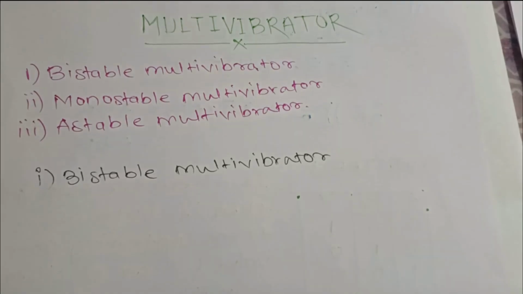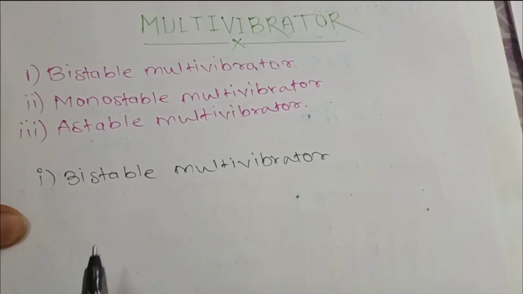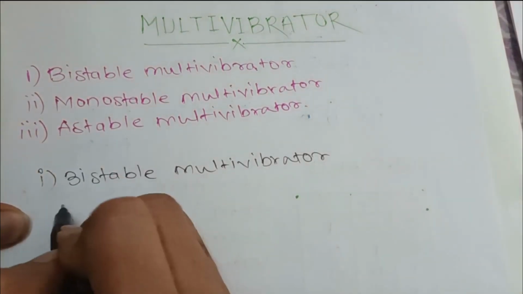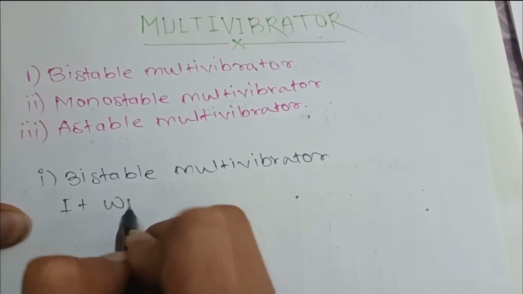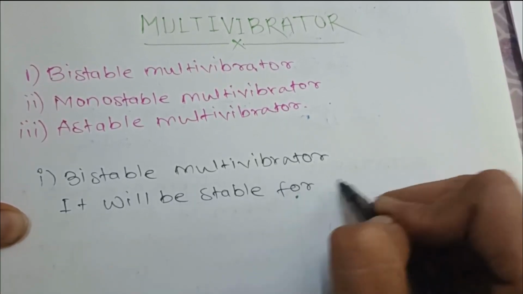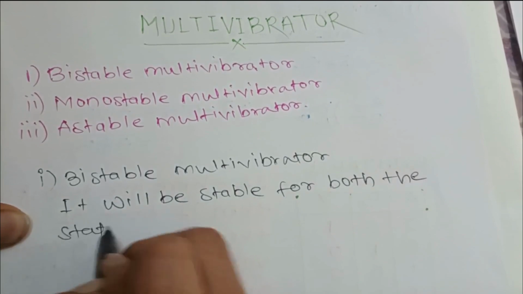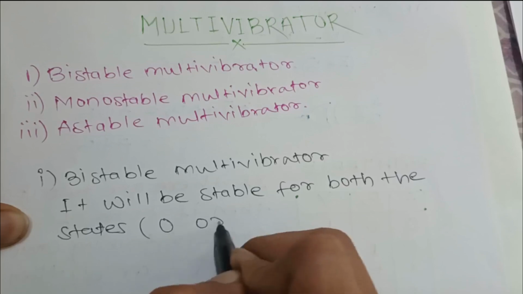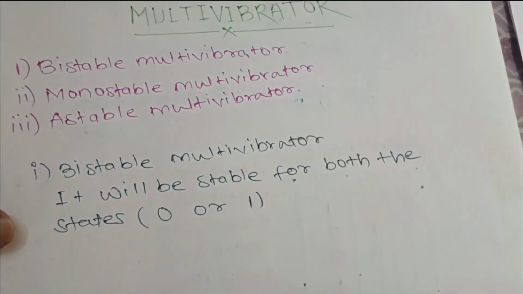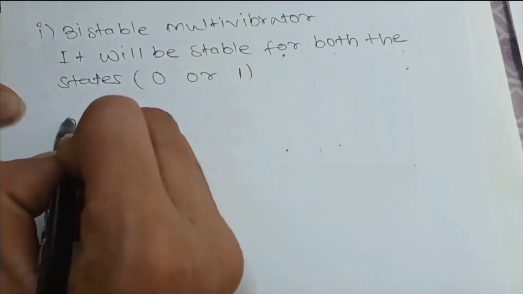As the name suggests, bistable. Bi means two. In binary, there are two states, right? 0 or 1. So bi means it will be stable at both the states. Okay, both the states mean 0 or 1. Suppose your initial state is 0.